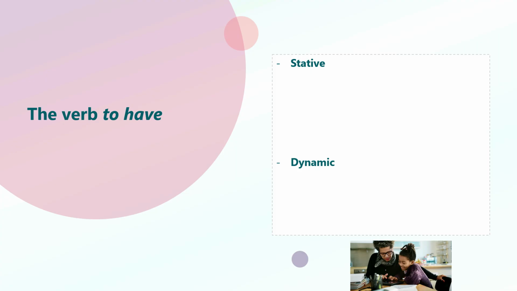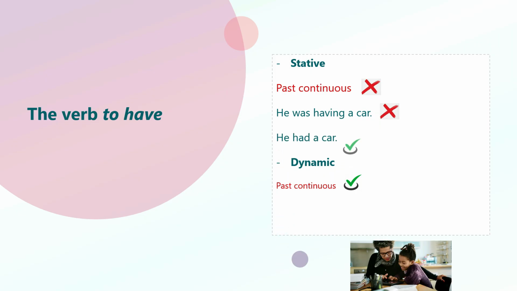When it's stative, we cannot use it in the past continuous or any continuous tense. But when it has an action meaning, we can use it in this tense. For example, it's wrong to say he was having a car. No, we have to say he had a car. Had, past simple.